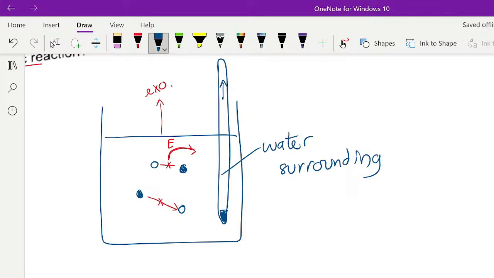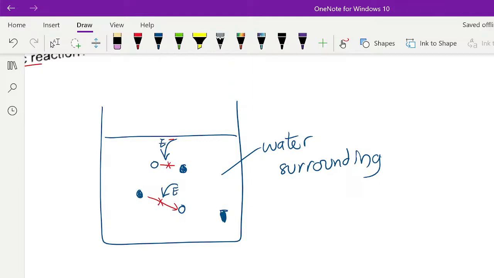But if we have endothermic, energy from the surroundings is taken in by the system. So the energy of the water decreases. That's why the temperature of the water will also decrease. So in case of endothermic, temperature decreases.